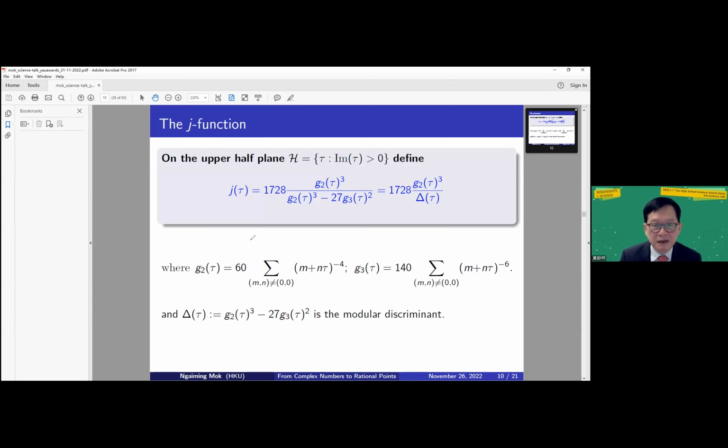Now, this is a famous picture. The gray area, which extends all the way to infinity, is a fundamental domain for this quotient, H mod SL2Z. Now, the upper half plane is actually isomorphic to the unit disk.